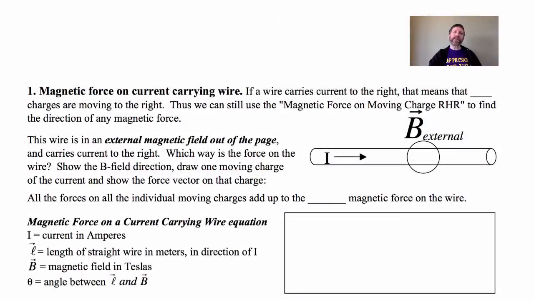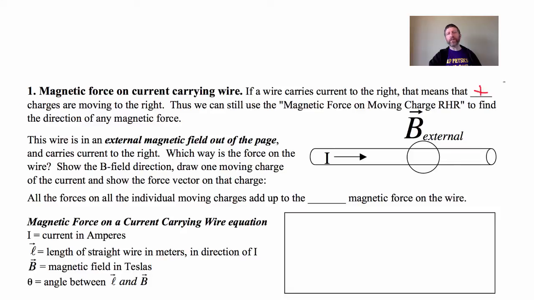Let's talk about the magnetic force on a current carrying wire. Now we've already seen the magnetic force on a charge. If a wire carries current to the right, that means that positive charges are moving to the right. This is conventional current. Thus, we can still use the magnetic force on a moving charge right-hand rule to find the direction.